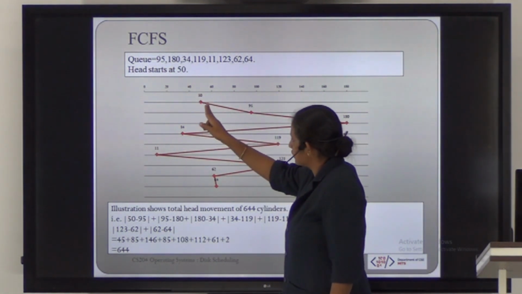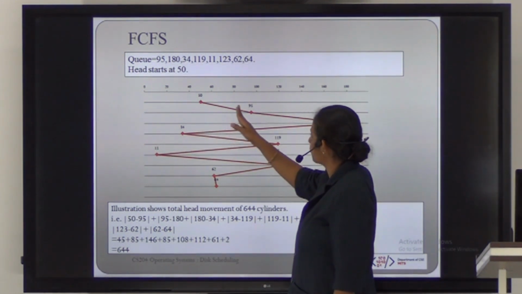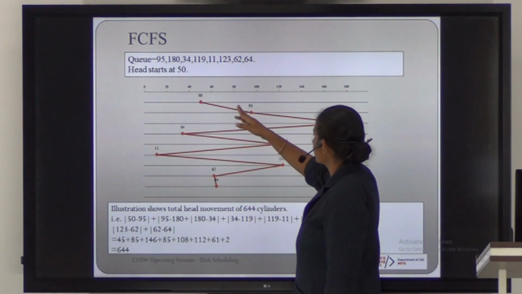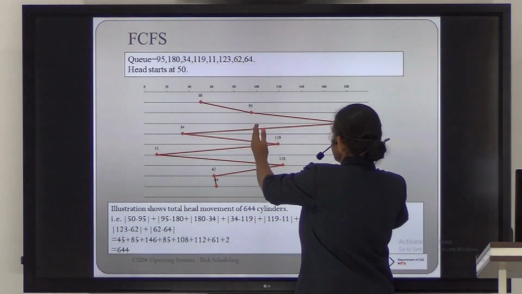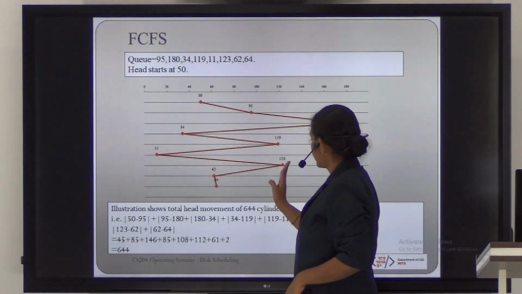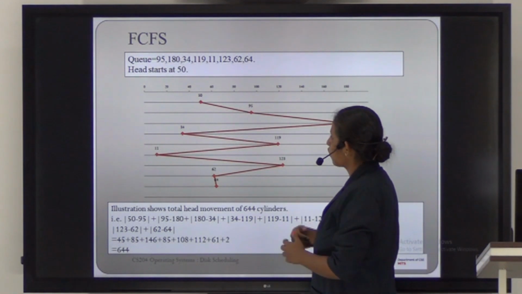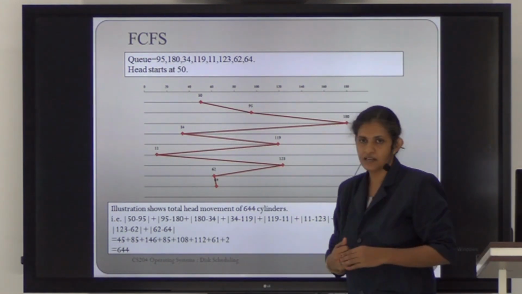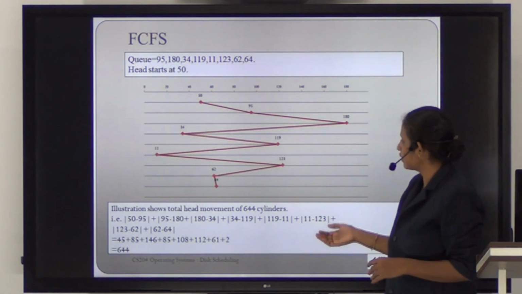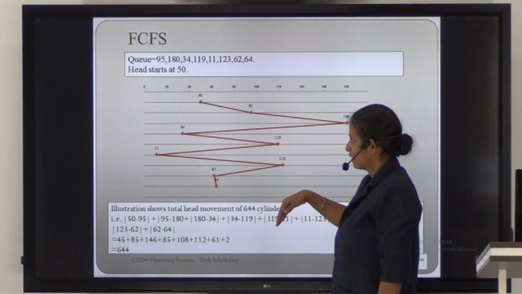Initially the head is pointing to 50. After that, the head will come to cylinder number 95, then to 180, then 34, 119, 11, 123, 62 and 64. This will be the order in which the FCFS algorithm will process the requests. And what we have to do is find out the seek time.